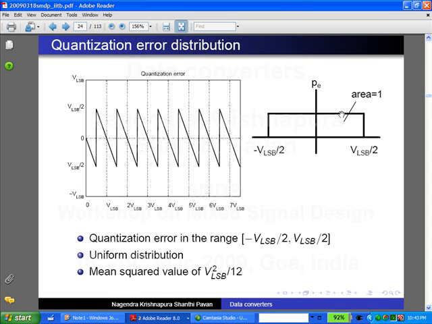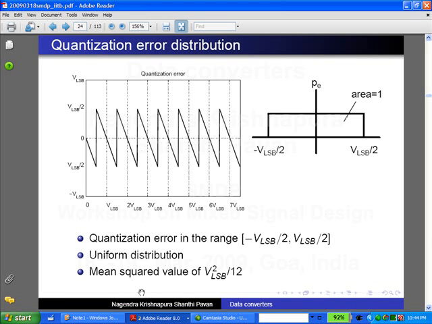Now if we have a height of 1 over VLSB and a uniform distribution like this, it's a well-known thing that the mean square value of this is VLSB square by 12. Probably many of you are familiar with this result, but this is how the whole thing comes about. Because it is a uniform distribution, you find the mean square value of this. If you want, we can also calculate it later and see. But for now, please take it that the mean square value of error is VLSB square by 12.